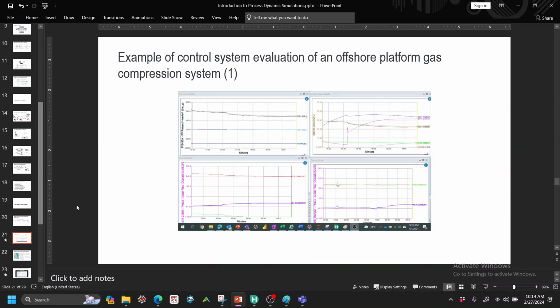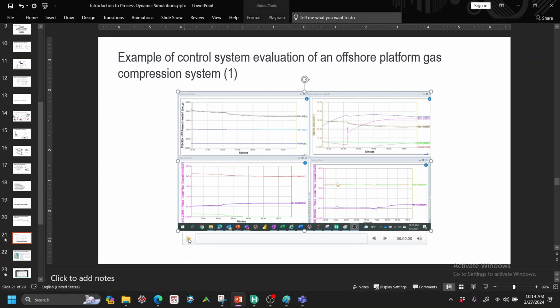I think I have some graphs. I think I can show you. So these are the graphs coming from that system. You can see it's very slow. Depending on how sophisticated your computer is, it can be so slow. It can also be relatively fast.